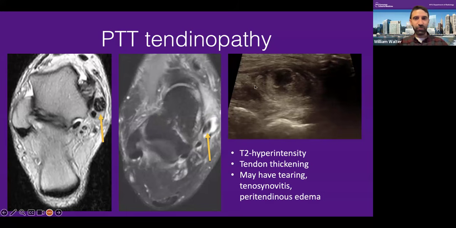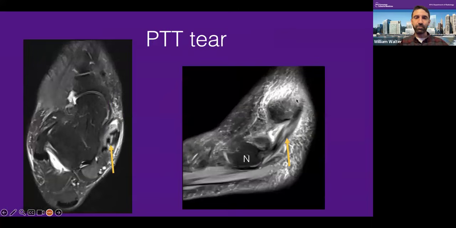This is an example on ultrasound showing a tendinotic tendon. It should be a bright oval, and instead we see it's swollen, more circular, and it has this intrinsic low signal within it, hypoechogenicity of a tendinotic tendon.